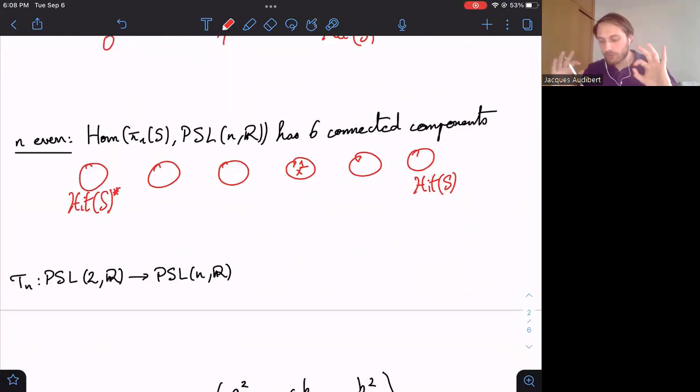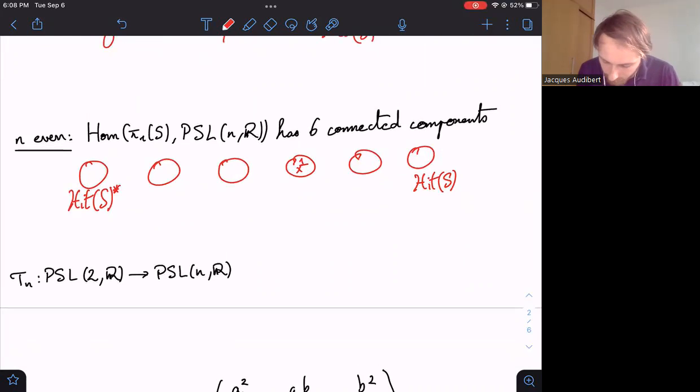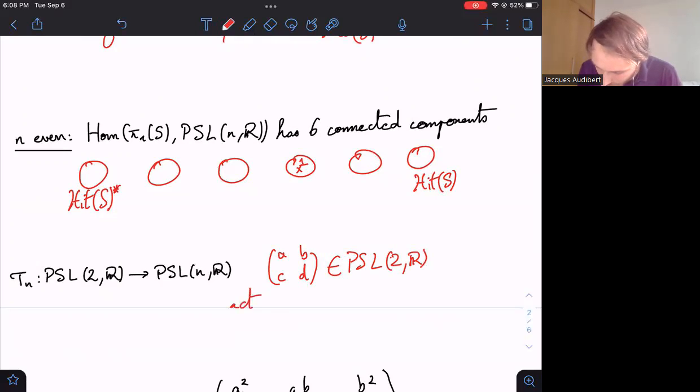So let me describe one representation that is in the Hitchin component. There is a nice map from PSL2R to PSLNR, which is a representation of the group PSL2R. It's a group homomorphism, and I will define it by saying that I can take a 2x2 matrix and make it act on the space of homogeneous polynomials in two variables with total degree n-1.